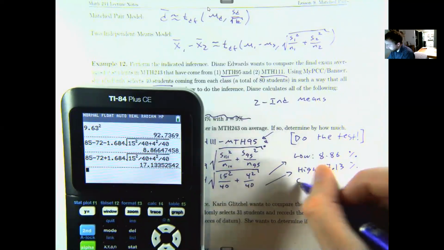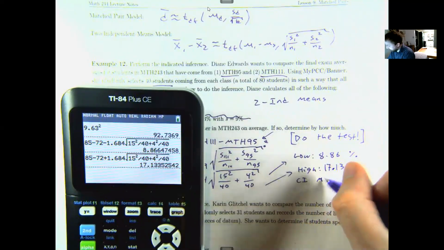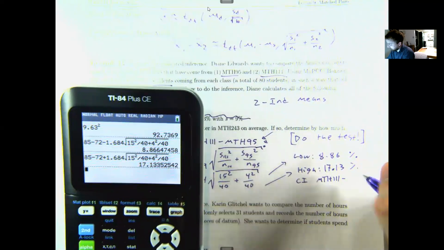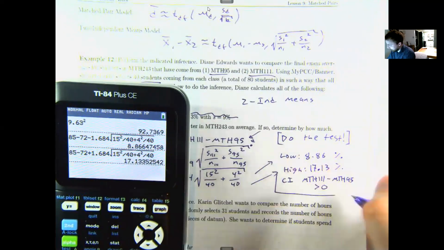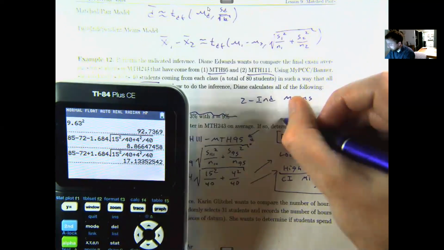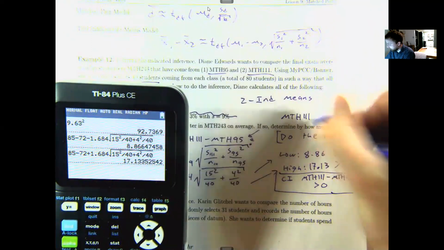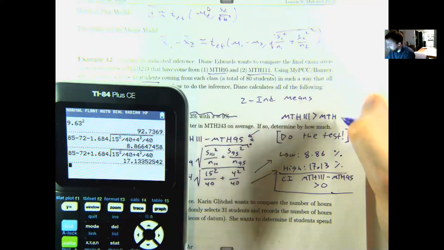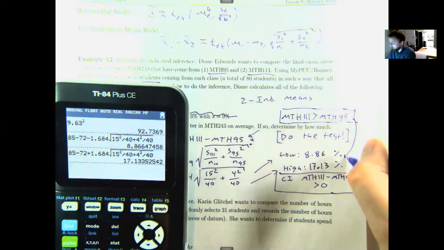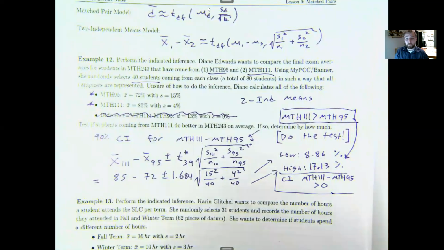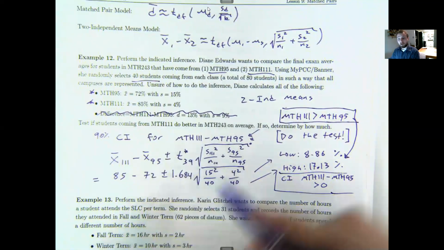I'm noticing that my confidence interval for Math 111 minus Math 95 is positive. Both these values are greater than 0. If it's greater than 0, I'm going to move that 95 to the other side. This is telling me that I have evidence that Math 111 students do better in 243 than Math 95 students. If I'm wondering how much better, anywhere from 8.86% better up to 17.13% better. So as soon as I know which model to use, I can plug in those numbers.